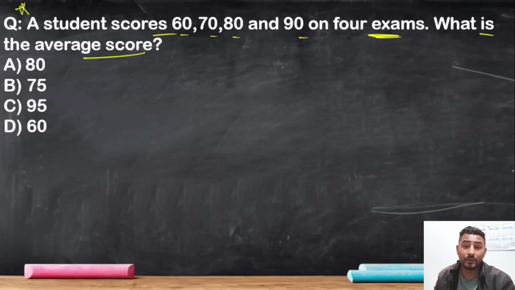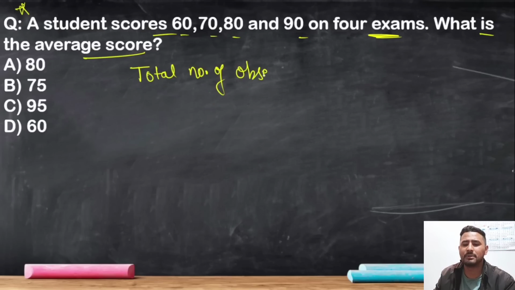How will we do it? First, let us write the total number of observations. You don't need to write this in exam time, save your time as much as you can. Just for explanation, I'm writing the total number of observations. Count how many are given: 1, 2, 3, 4, so the total is 4, right?